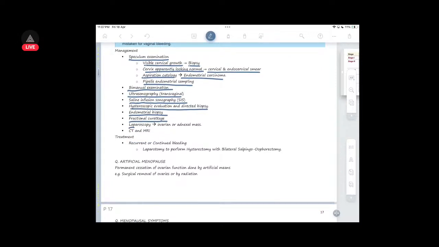Fractional curettage, laparoscopy followed by ovarian or adnexal mass, CT and MRI can be done. Laparoscopy, CT, MRI, fractional curettage, endometrial biopsy, saline infused sonography, hysteroscopic evaluation, sonography, bimanual and speculum examination. Okay.